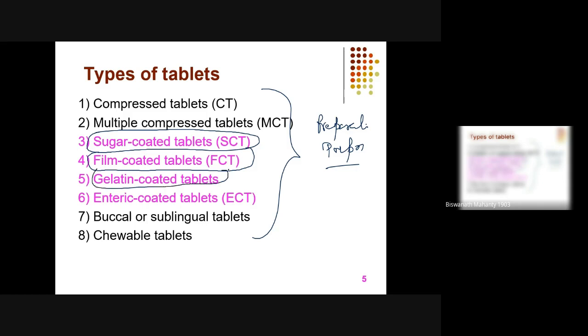Gelatin coated tablets are used. The coating will be more stringent, and it can give stronger durability to those formulations. We can have gelatin coated tablets also, like a capsule kind of thing. But a capsule is a shell. Okay, it is like a container, but here the coating is over the surface.